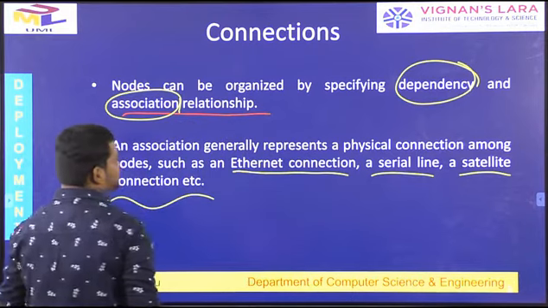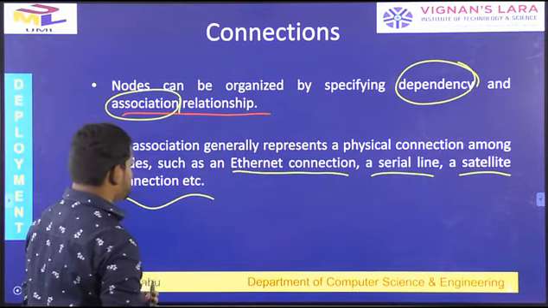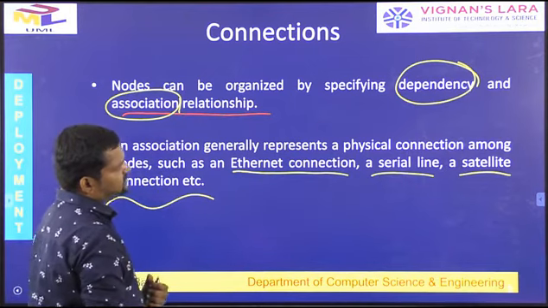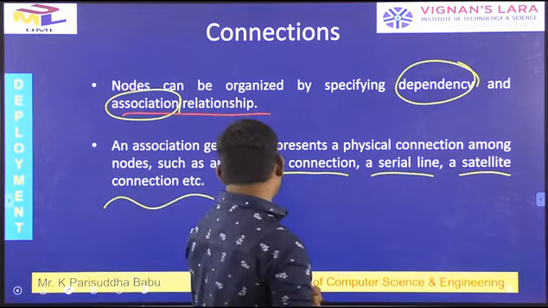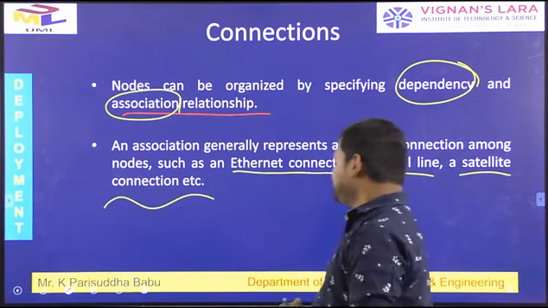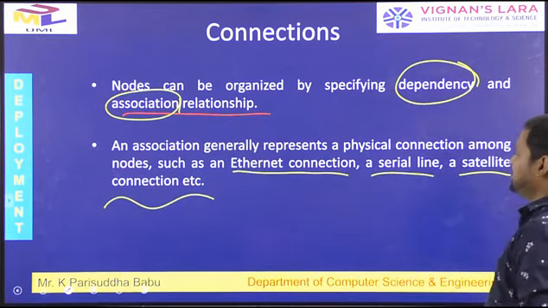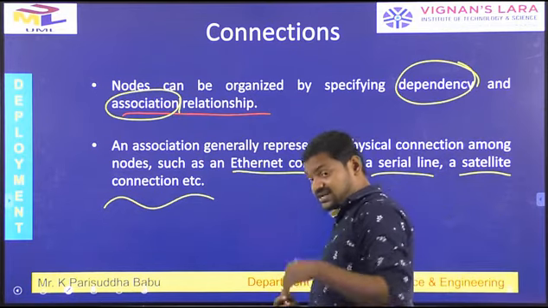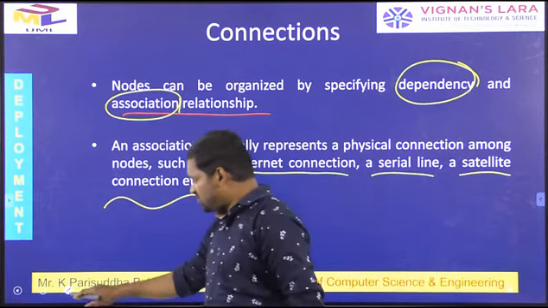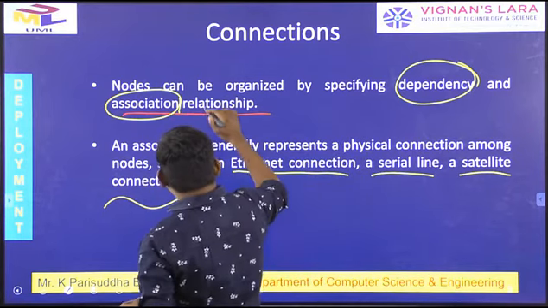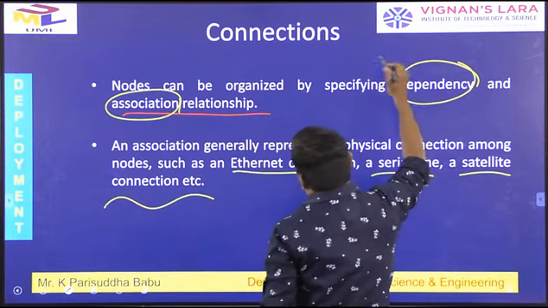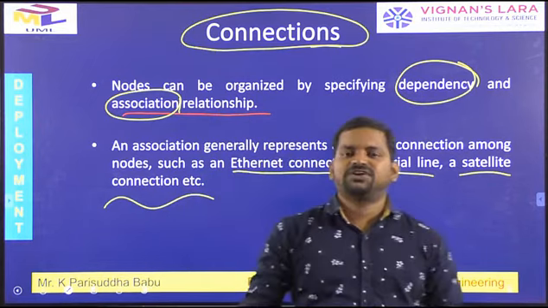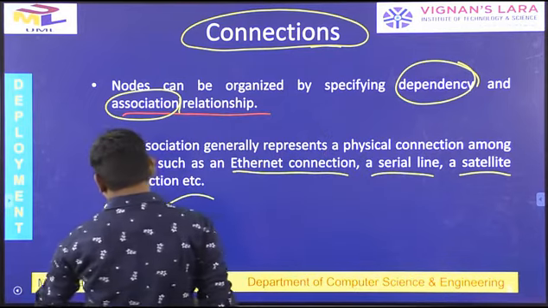Nodes can be organized by specifying dependencies and association relationships. An association generally represents a physical connection among the nodes, such as Ethernet connections, serial line connections, or satellite connections. And there also you can use associations or the dependency. Those are the connections of a particular dependency system.